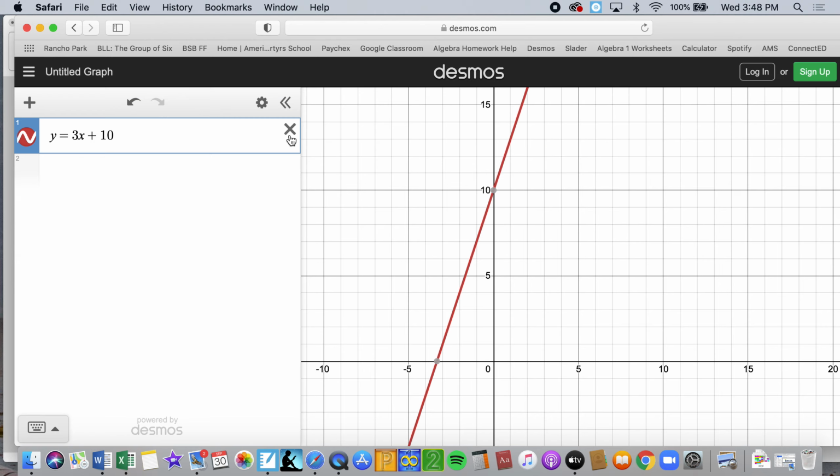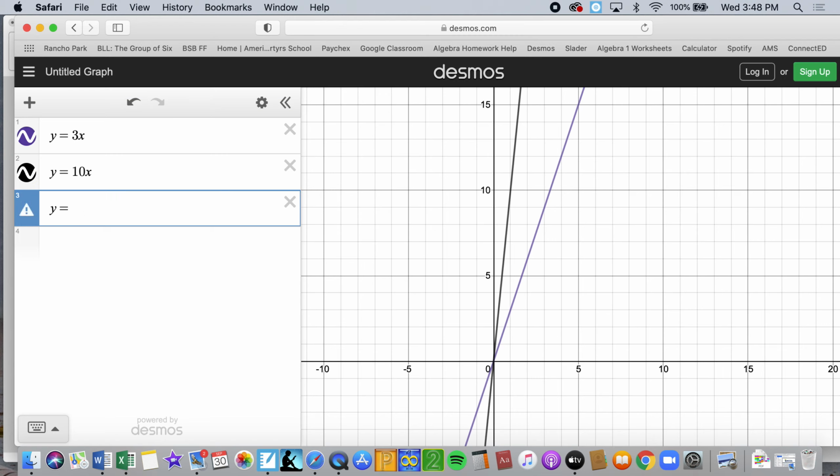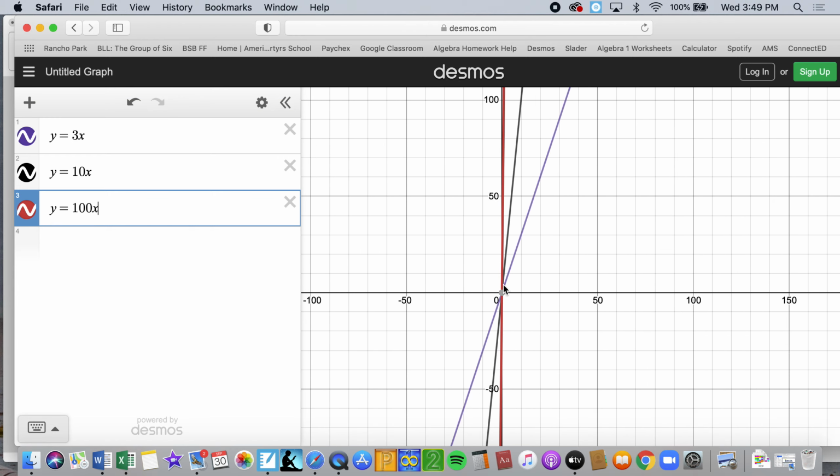Now we can get a little crazy here and we can do different slopes. So 3x, that means it's going up 3, right 1. What if I have y equals 10x? Notice how much steeper it is because it's going up 10 before it moves its 1. This only goes up 3 and moves right 1. So anything with a steeper numerator, 10, what if we had y equals 100x? That slope would have to go up 100 before it goes to the right 1. You see that? And they're all going through the same location because the y-intercept for each of these is 0.